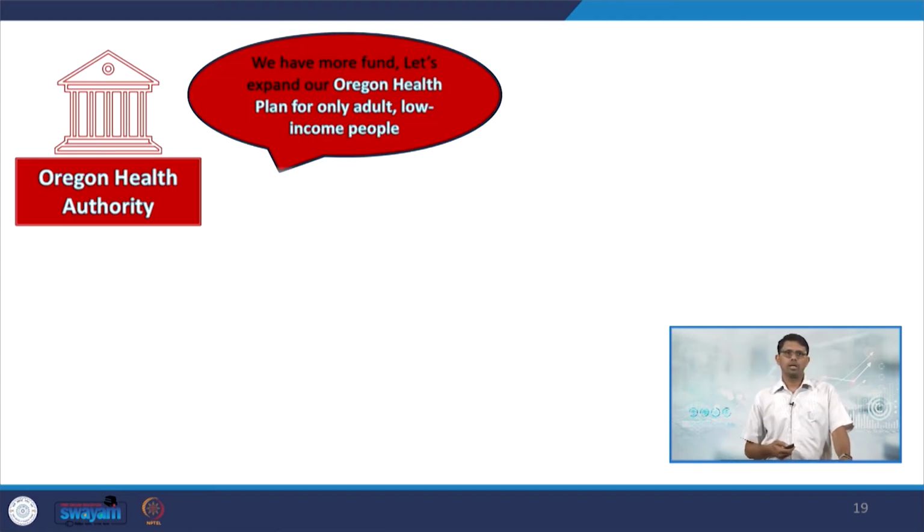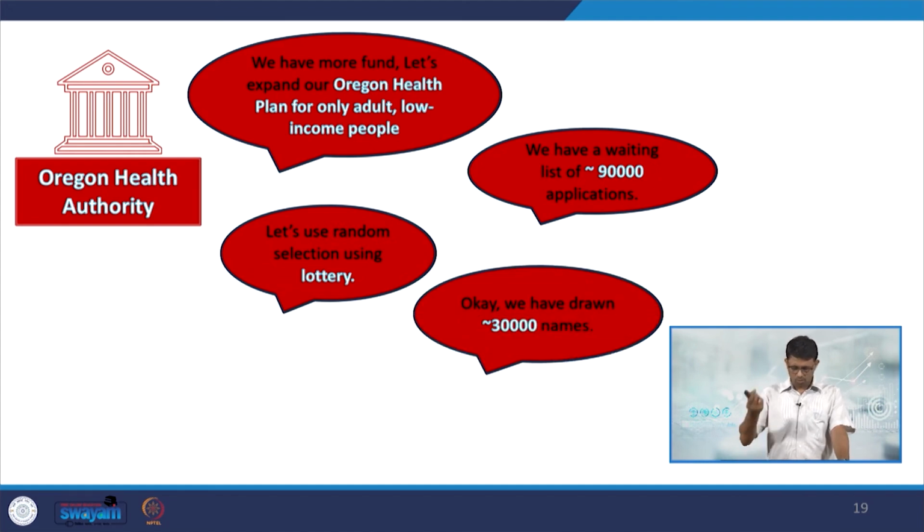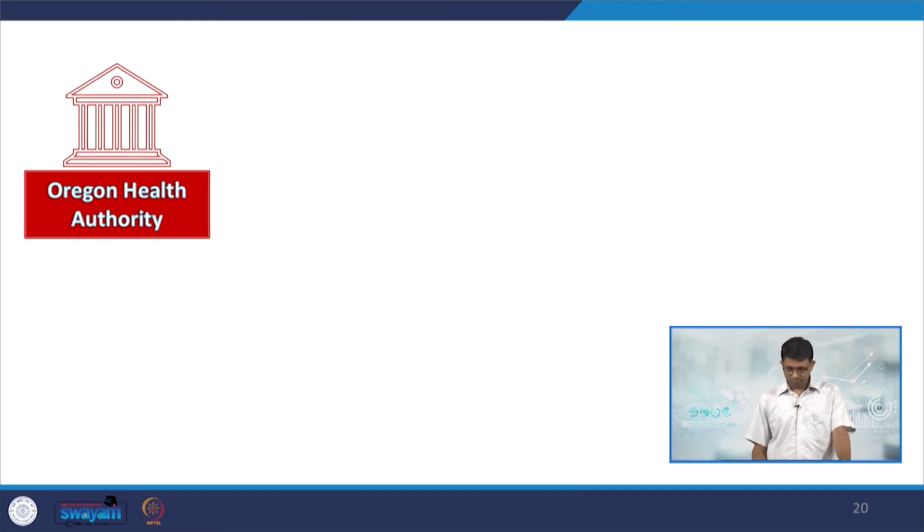Control group and treatment group. Here the treatment group is those who won the Medicaid plan through the lottery. Let us use random selection using a lottery. We have a waiting list of 90,000 applications. Out of that, 30,000 were drawn.